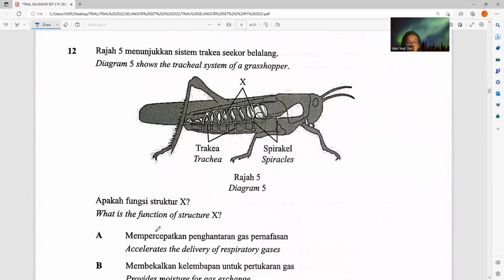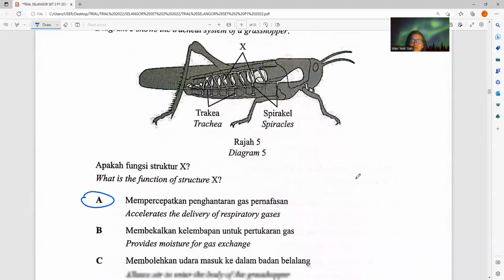Question 12. Diagram shows the tracheal system of a grasshopper. What is the function of structure X? Now, the tracheal system of an insect contains air sacs, which sometimes help the insect to breathe faster. So the answer is A. It accelerates the delivery of respiratory gases to the trachea.